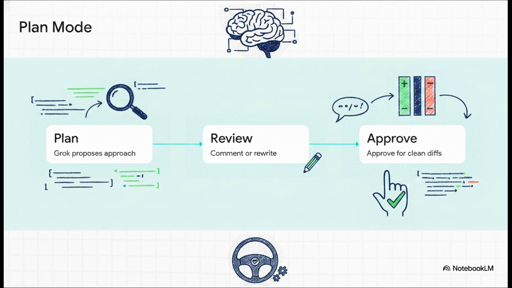Step 2, you review that plan. You can leave comments, tweak it, or just completely rewrite parts of it if Grok missed some tricky business logic. And then Step 3, once you're completely happy, you approve it. Grok runs the execution, and boom, you get these beautifully clean diffs to inspect. You are always the one in the driver's seat here.